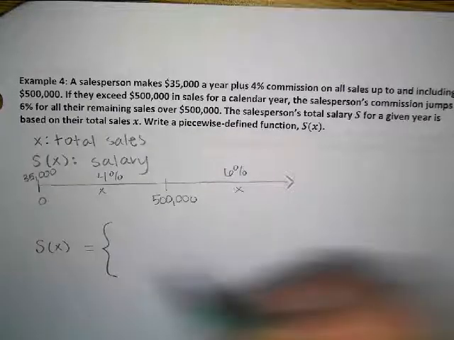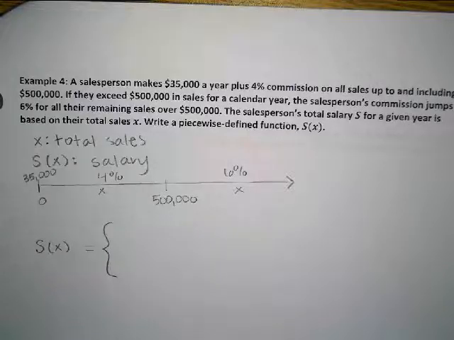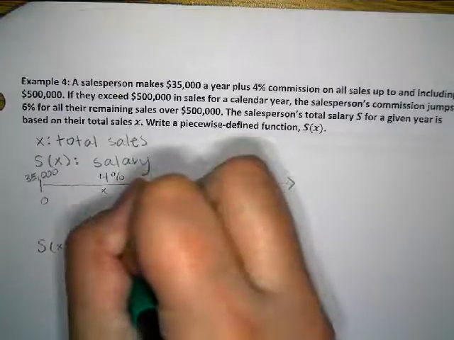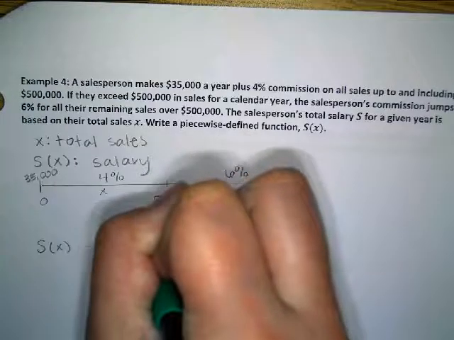What do you guys think we're going to do with that 35,000? How do we use that in the problem? That's our base. 35,000 plus. Okay, so this you get no matter what. It's not dependent on X. You just start with that.